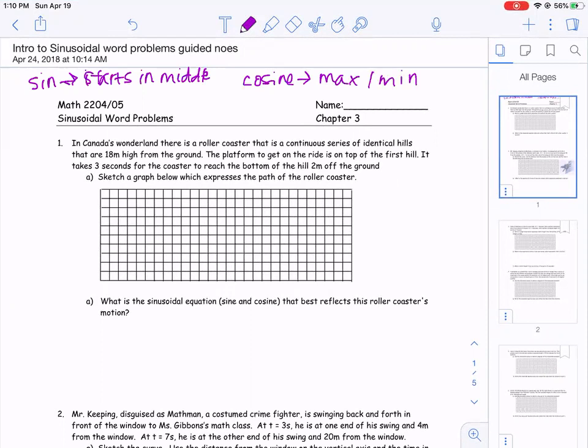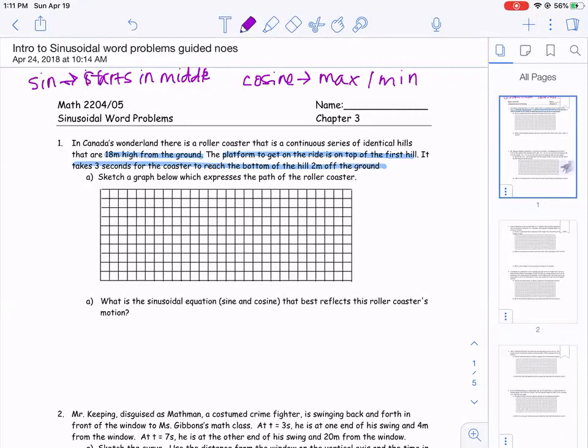Okay, so for number one, it says, in Canada's Wonderland, there's a roller coaster that is a continuous series of identical hills that are 18 meters high from the ground. That's probably important. The platform to get on the ride is at the top of the first hill. That's important. It takes 3 seconds for the coaster to reach the bottom of the hill, 2 meters off the ground. Sketch the graph below which expresses the path of the roller coaster.